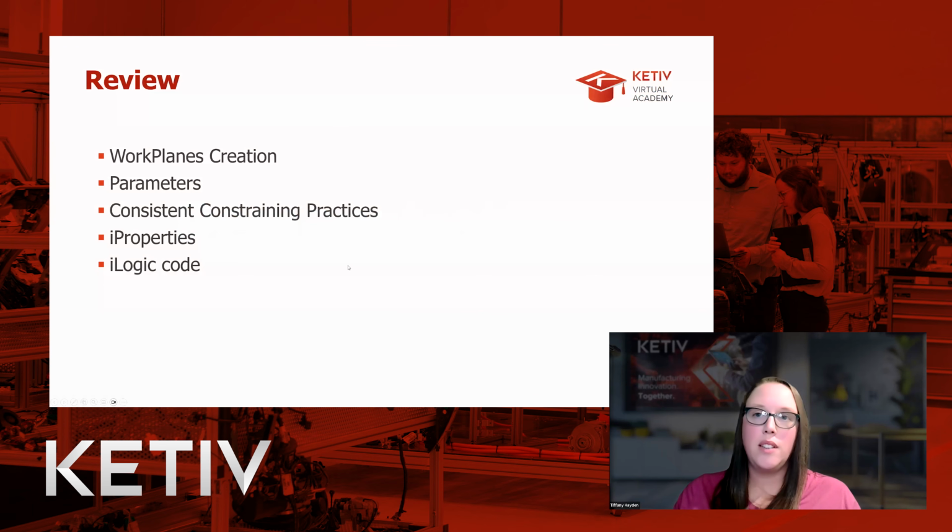A little review, we did WorkPlane creation and parameters, went through consistent constraining practices, plane top to top, center to center, end to end. That having the same names on the WorkPlanes really helps with speeding up your constraining process. If you're not having to scroll through and ask which WorkPlane is which, you'd be amazed at how quickly you can constrain things when you have consistent naming schemes inside your assemblies and parts. And then we went through iProperties, creating the iProperties and having them drive the model.